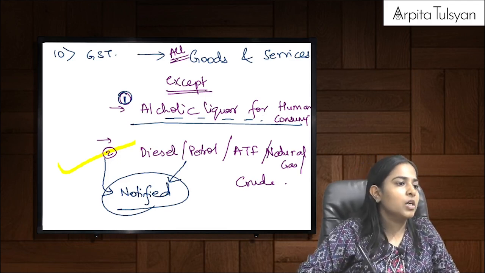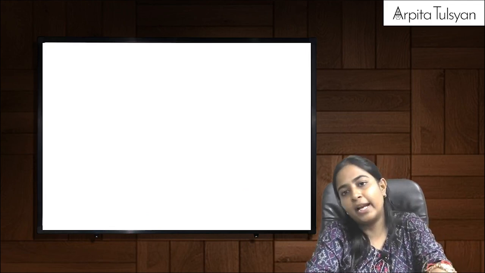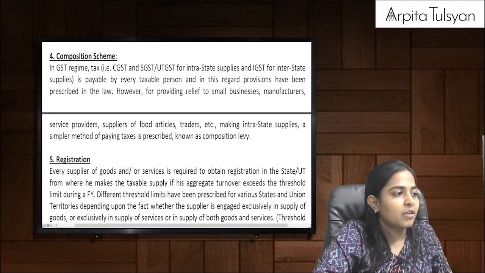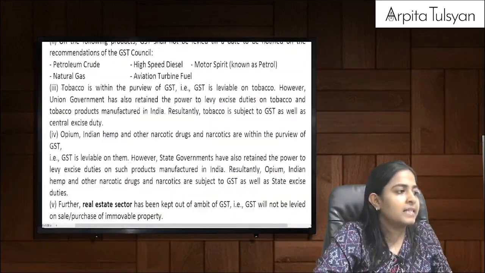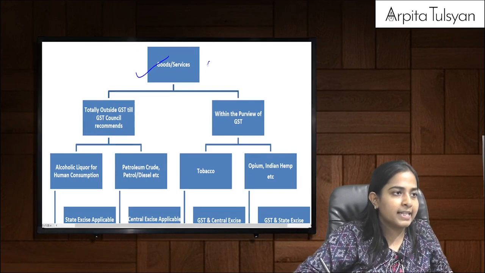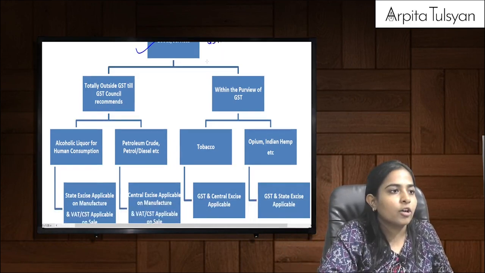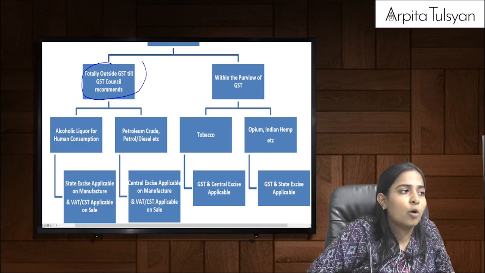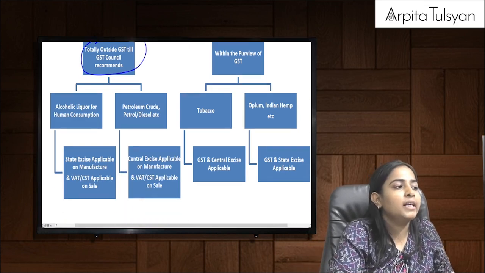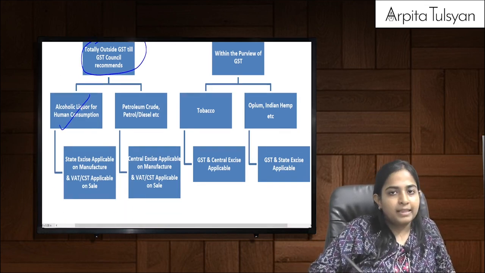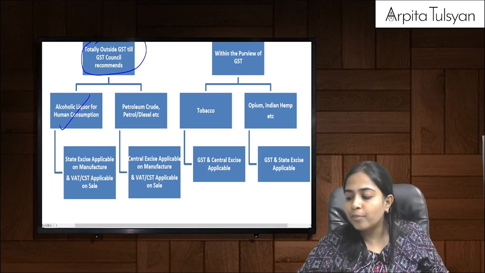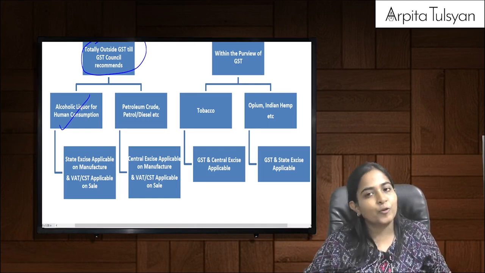Yes. Okay. Then, one more thing which I would like to tell you here, which I have put in the notes also. For your reference, here it is in this table. Now see, goods and services, or we can call it GST, is applicable on what? They say it is totally outside GST till the council recommends. Now see, alcoholic liquor for human consumption was outside GST. Can we say GST is not applicable on it, meaning it is totally tax-free? The answer is no, it is not tax-free.